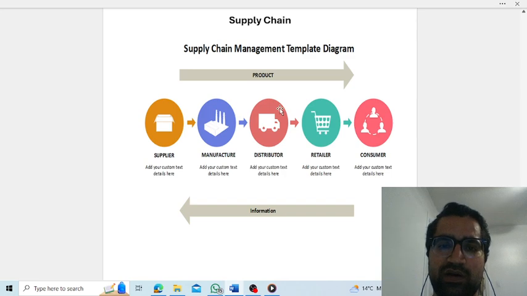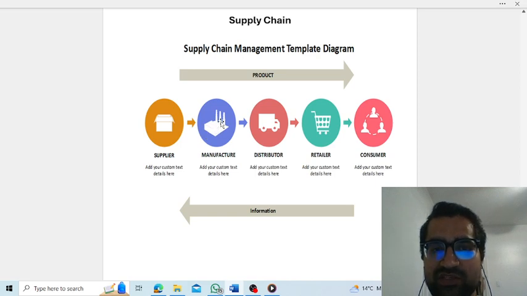If you go to the information flow, it is opposite. Why is that? How does the supplier know how much he needs to give to the manufacturer? How does the manufacturer know how much he needs to buy from the supplier? Nobody knows; the manufacturer doesn't get any information. The manufacturer gets the information from the consumer. So the information flow is always opposite.